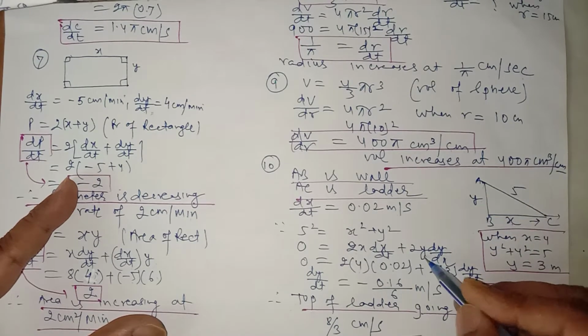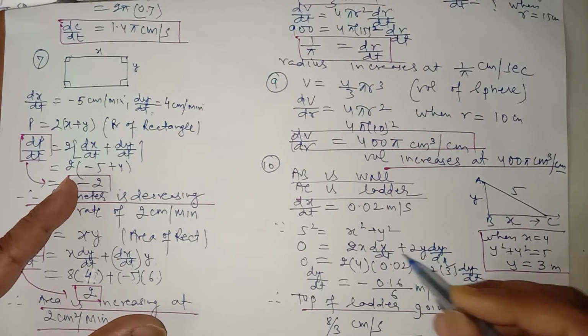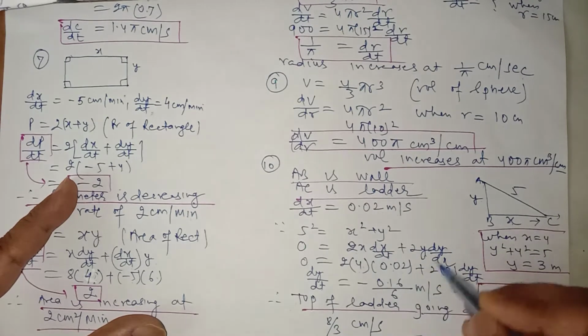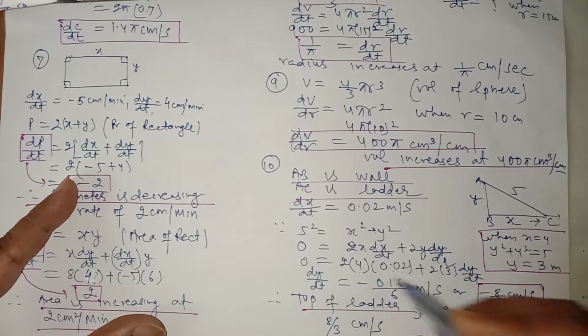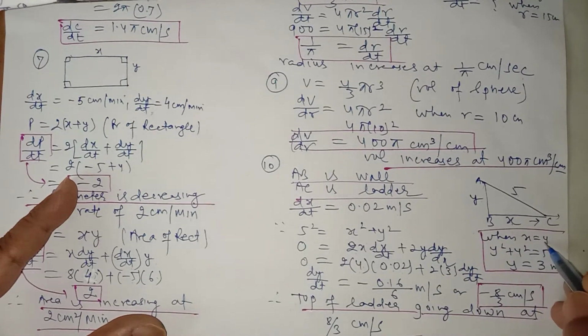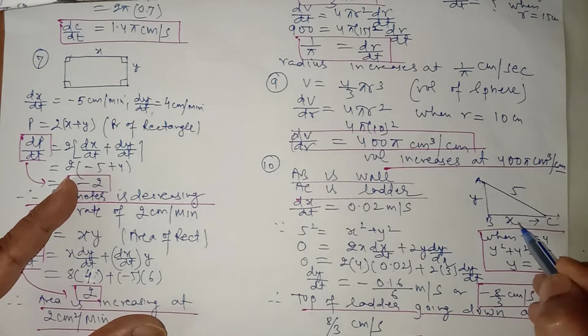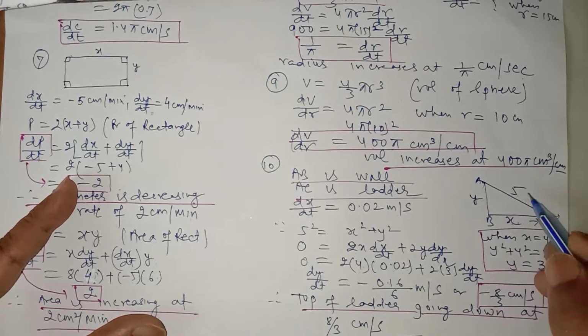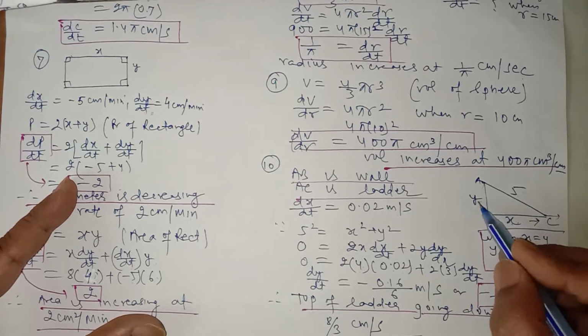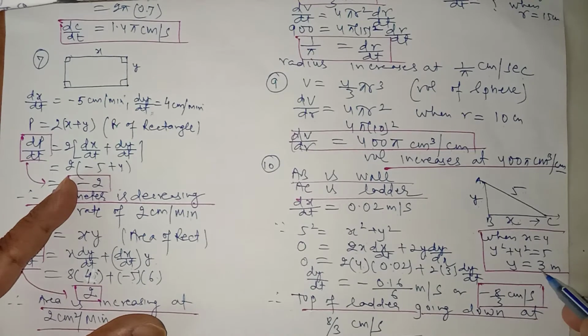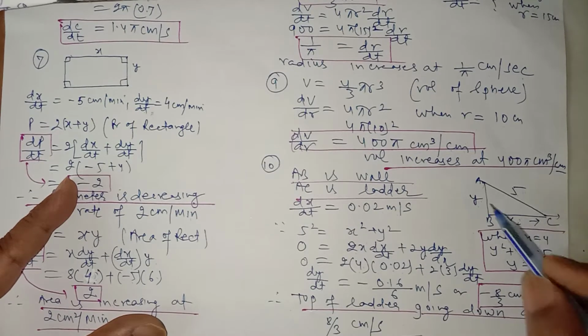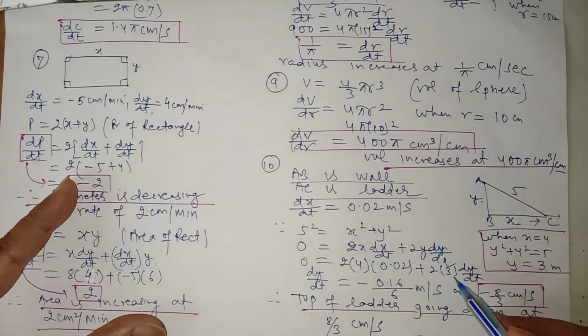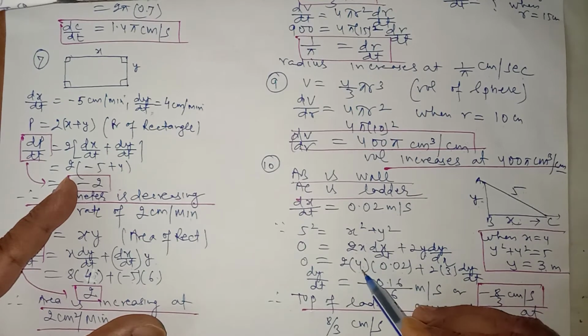We don't know the value of y. We have to find dy upon dt, dx upon dt is given, x is given, but we don't know y when x is 4. So here you have to do it. When x is equal to 4, use the Pythagoras theorem and find the value of y. So 5 square is equal to y square plus 4 square, we will get 3. So when x is equal to 4, y will be equal to 3. So you have to put y is equal to 3 when x is equal to 4.